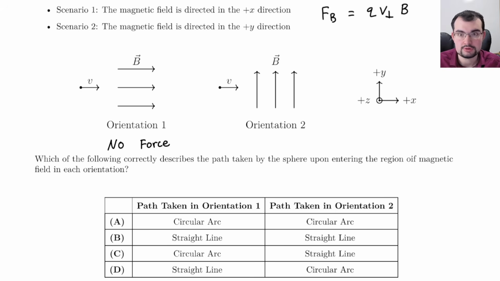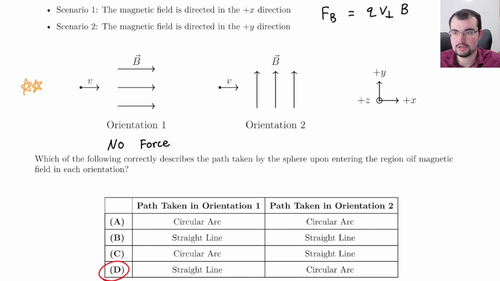And if there's no net force, Newton's first law says you're just going to go in a straight line forever. And then orientation 2, that's your classic QV cross B. So we're going to get pushed. This one's coming at you, so QV cross B actually pushes a force at you. So it's going to start curving out of the page at you, and it makes a circle. So orientation 1 is a straight line. Orientation 2 would be a circular arc. So that's D.